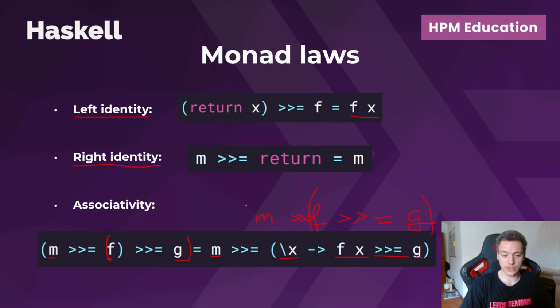And if you don't see it already, I encourage you to try to write the expression that way, check the types on each of the bind arguments, and then hopefully you'll see why we cannot just write m bound to brackets f bound to g, but instead we have to write a lambda function that binds these functions together.